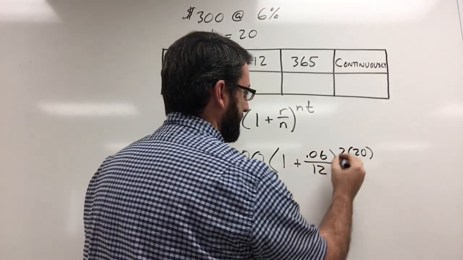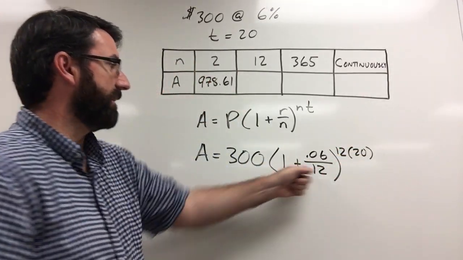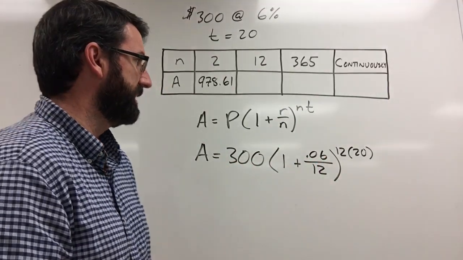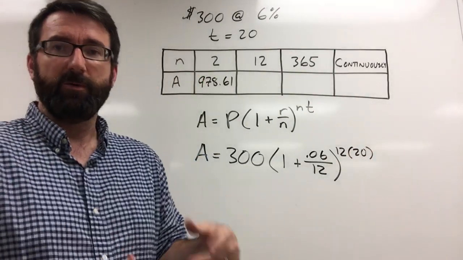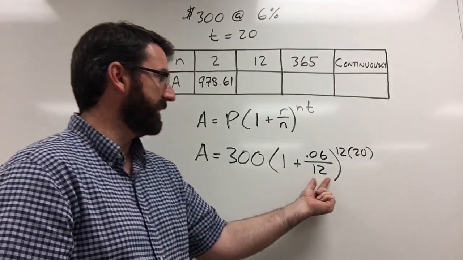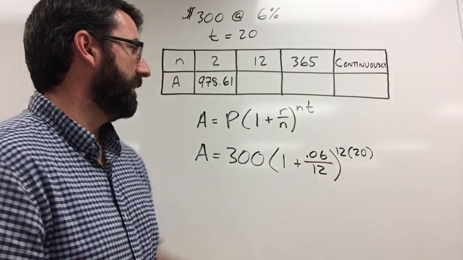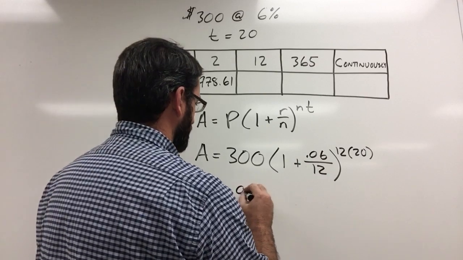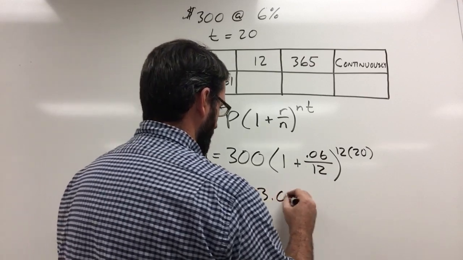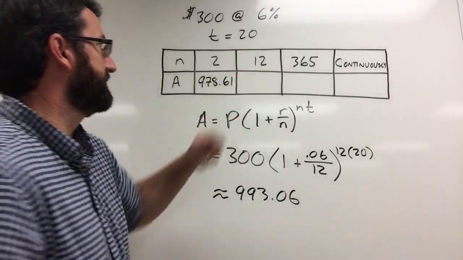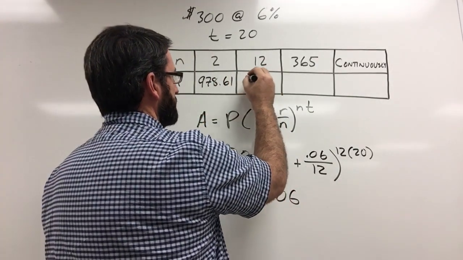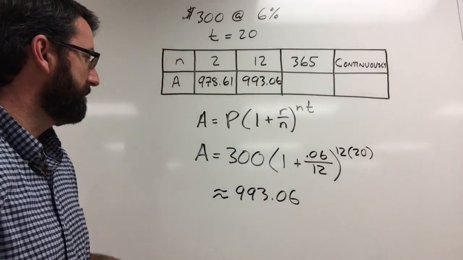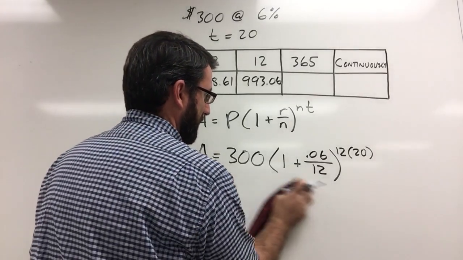So the only thing we're changing here is our n. We still have a principal of $300. Our interest rate is still 6%. Our time is still 20 years. We're just compounding this more often. So we're putting a 12 down here and a 12 up here in the exponent as well. And if we plug that into our calculator, we're going to find that this is approximately equal to $993.06. So let's put that up here under n equals 12. So $993.06.